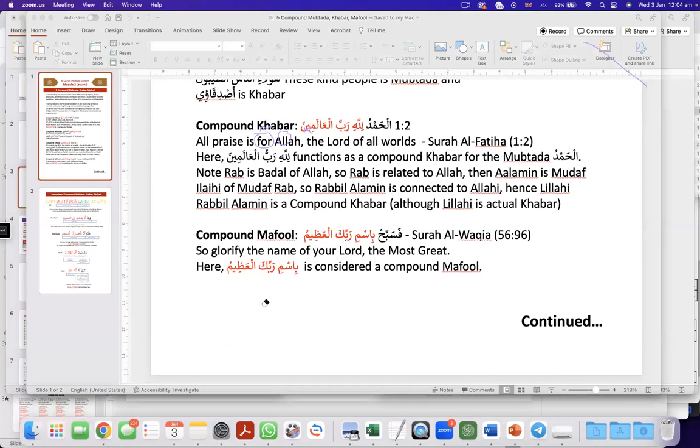compound maf'ul. Well, if khabar can be compound with multiple words, a mubtada can be compound, so why can't maf'ul be compound? So Alhamdulillah, look at this: Fasabbih bismi rabbikal azim.